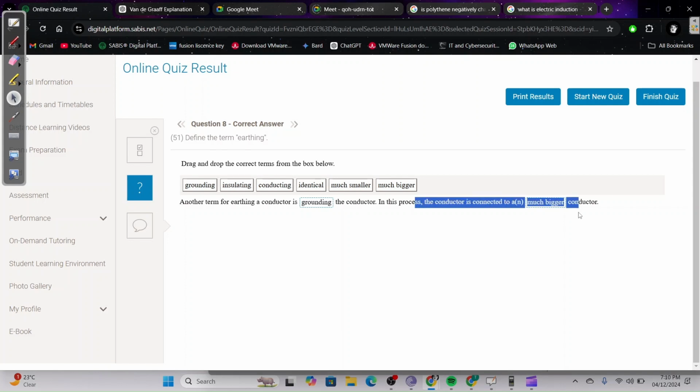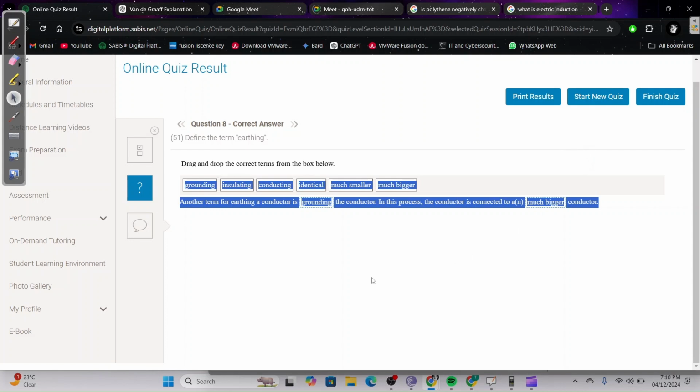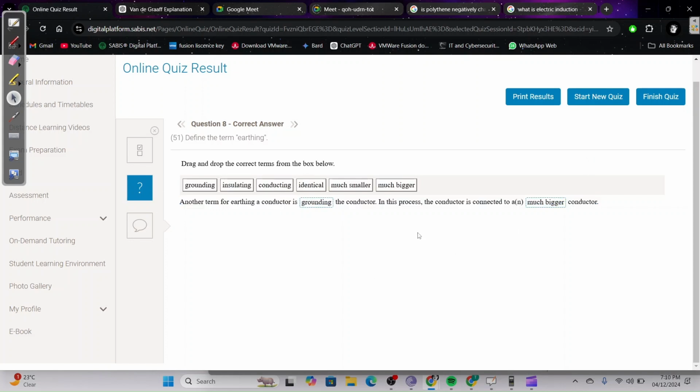Another term for earthing a conductor is grounding the conductor. In this process, the conductor is connected to a much bigger conductor. Obviously, the first part I'll need to explain. Grounding, earthing sounds similar. It's obviously the same.